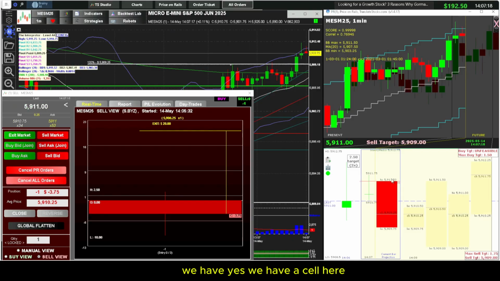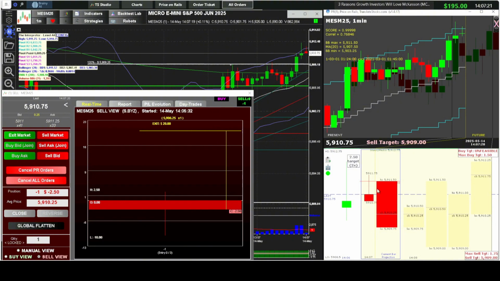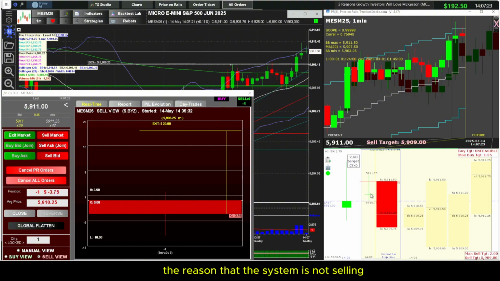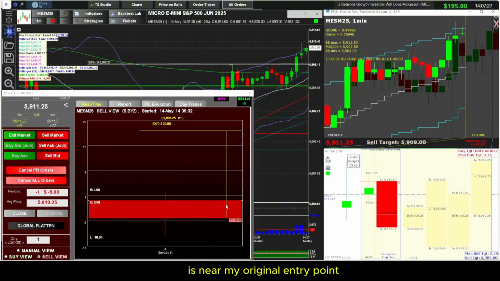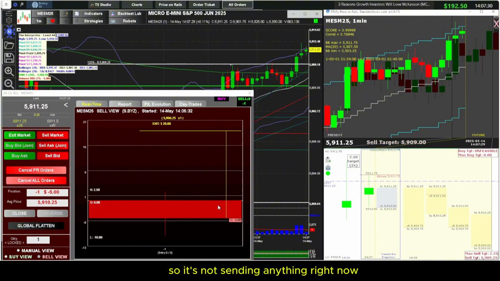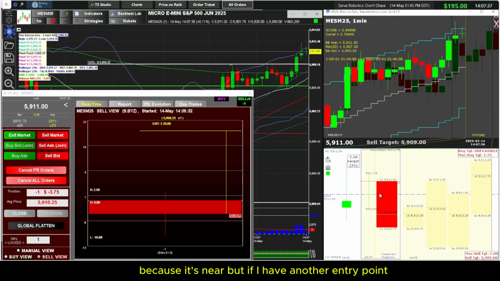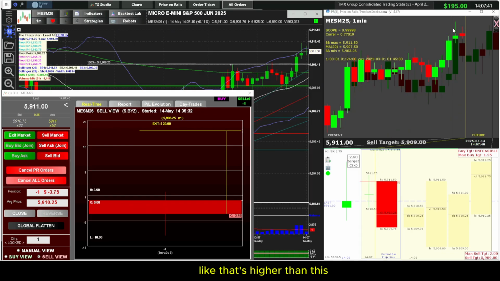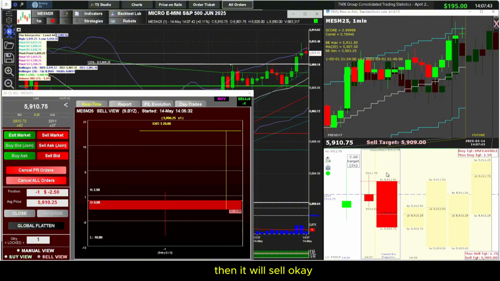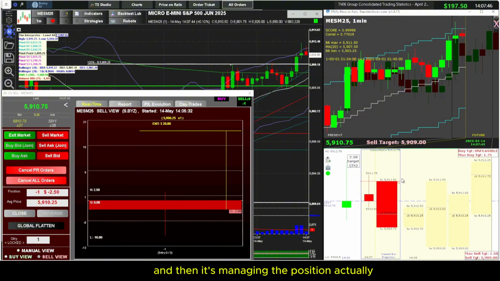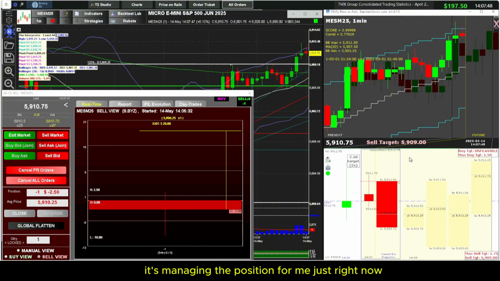We have a sell here. The reason that the system is not selling is because this sell here is near my original entry point. So it's not sending anything right now because it's near. But if I have another entry point that's higher than this, then it will sell. Okay, and then it's managing the position. Actually, it's managing the position for me just right now.